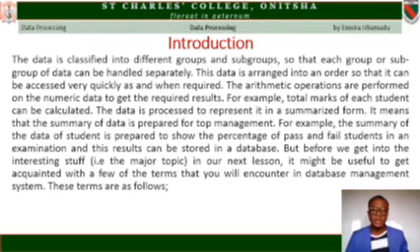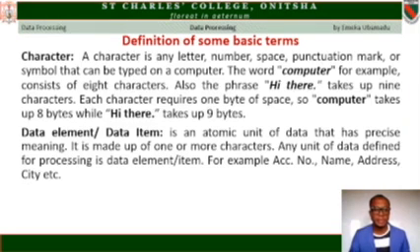But before we go into the interesting stuff, that is the major topic in our next lesson, as I said before, it might be useful to get acquainted with a few of these terms that you will encounter in database management system. These terms are, first, character. A character is any letter, number, space, punctuation mark, or symbol that can be typed on a computer. The word computer, for example, consists of 8 characters.